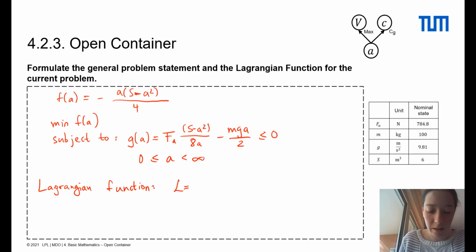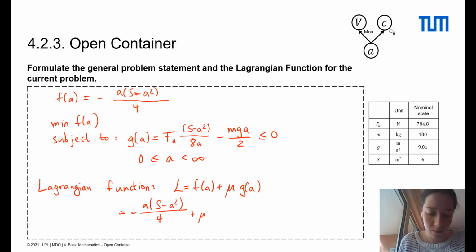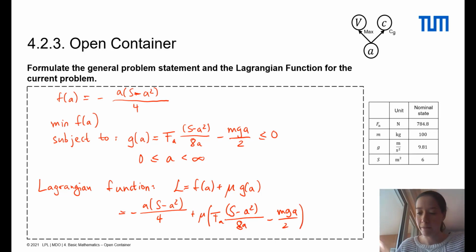L is f of A plus mu g of A. So here we use mu instead of lambda because we have an inequality constraint. And the rest is just copying the formulas. Okay.